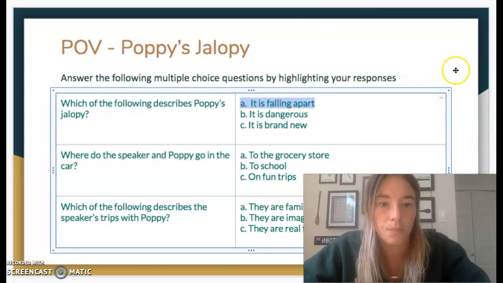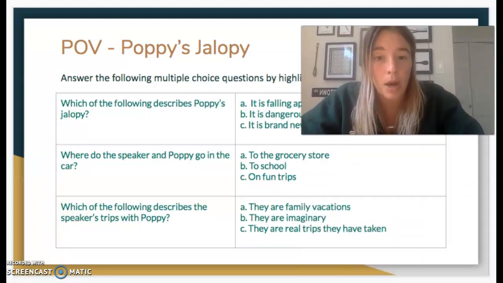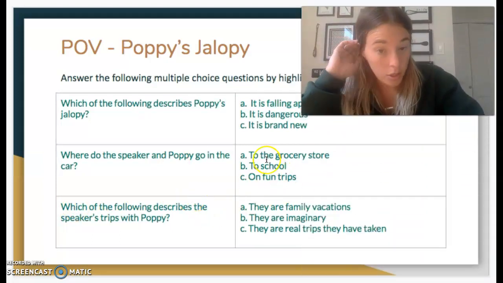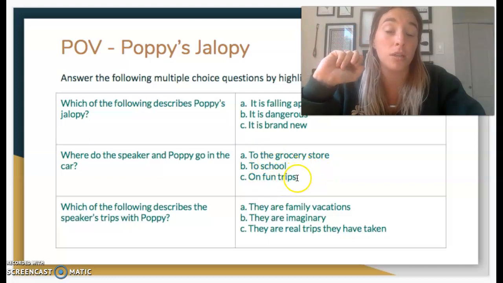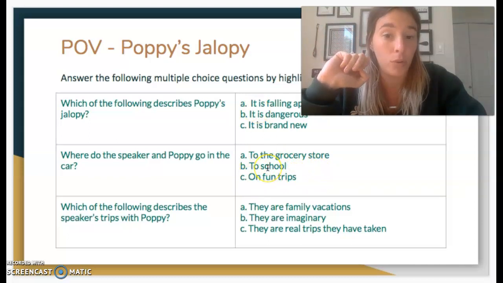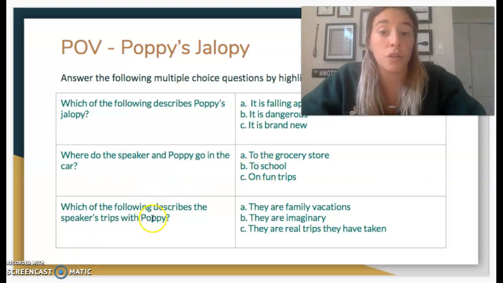Okay. The next question, where do the speaker and Poppy go in the car? To the grocery store, to school, or on fun trips? You are going to answer that question using the same highlighting thing that I just did with the above question. And then finally, for the multiple choice, which of the following describes the speaker's trips with Poppy? Their family vacations, they're imaginary, or they are real trips that they have taken.